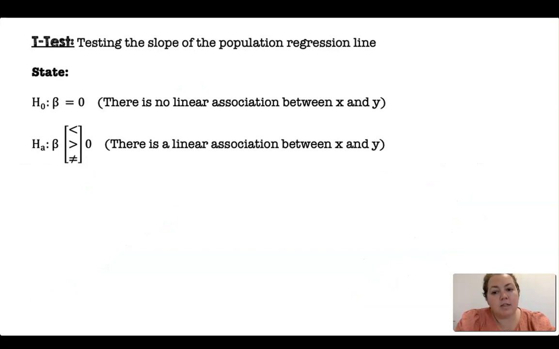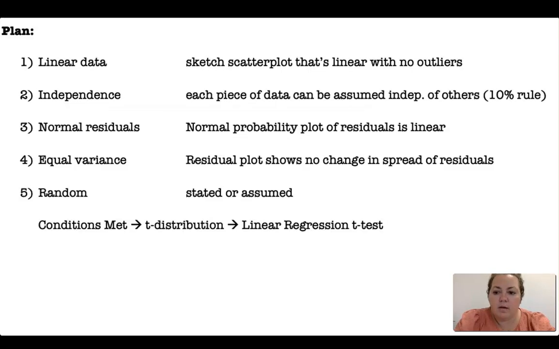All right, a t-test. So we're testing the slope of the population regression line. So our null hypothesis would be beta is equal to 0, which means there is no linear association between x and y. And our alternative would be beta is less than, greater than, or not equal to 0. Either there's a positive slope, negative slope, or it's just not equal to 0.